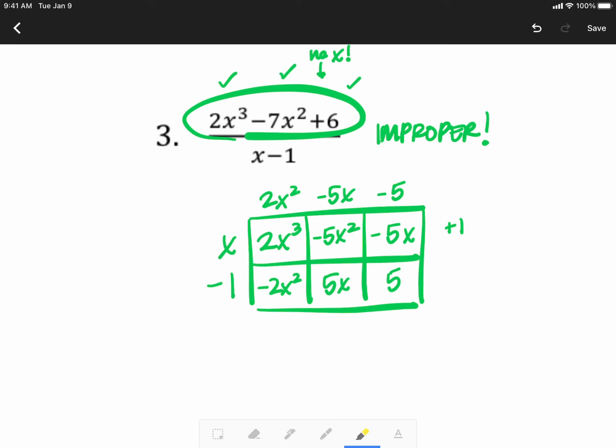So here's our solution. Here is the whole number, or the whole polynomial: 2x squared minus 5x minus 5. And here is the fraction, or the remainder. We have this only 1 left over, still being divided by x minus 1.